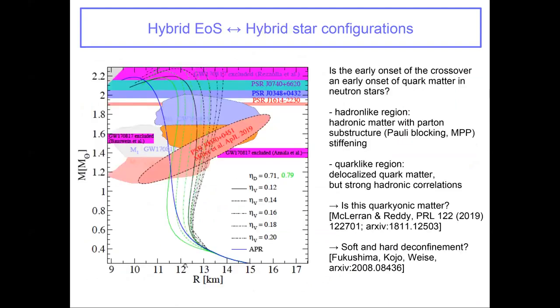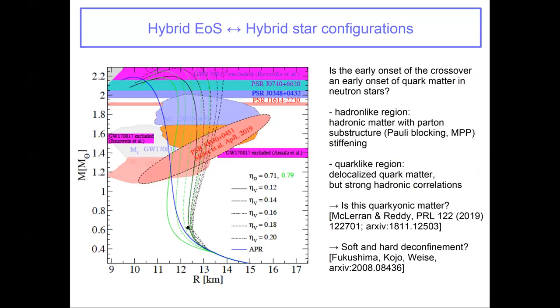So this is the mass radius plot once more for these constructed hybrid equations of state. We see an early onset, but what is this special interpolation construction? So is this now quark matter? So we have two regions. We have a hadron-like region.